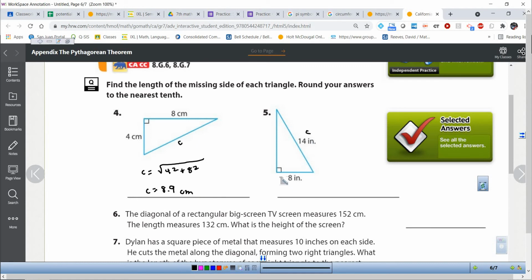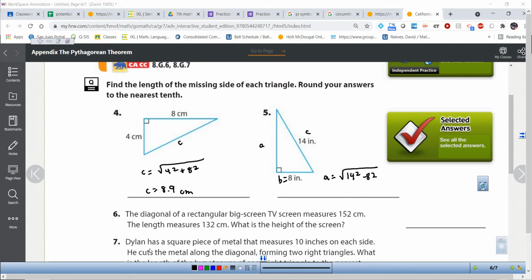This one we know C, and we know I'll call it B, although it could be A. So for this one, A is equal to the square root. And remember, we subtract for this one. This is going to be 14 squared minus 8 squared.